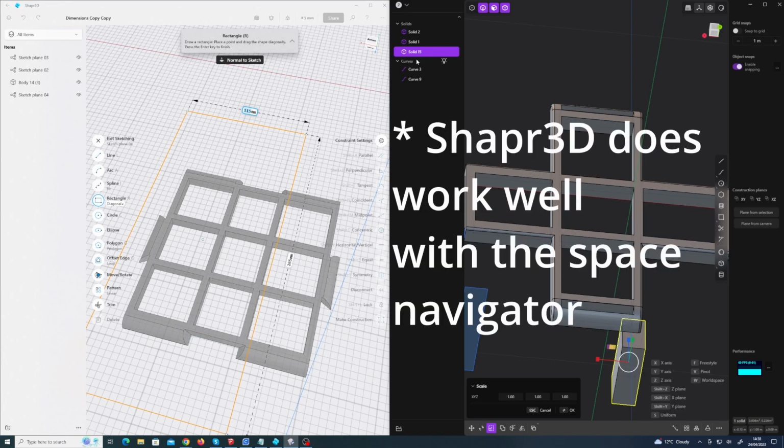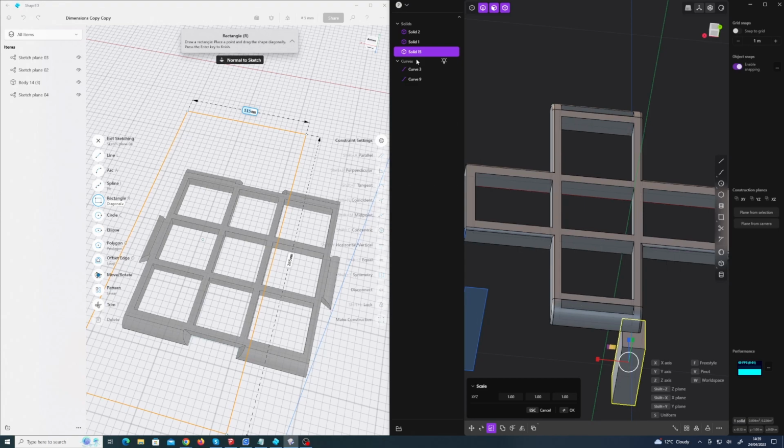But anyway, that's just a quick look, I was exploring the options, and I just wanted to compare the two because they are quite similar, this whole minimalist interface and only show what you need. But my main gripe with Plasticity at the moment is the dimensioning. I prefer the way that Shapr3D does it because it's closer to SketchUp, I guess. Okay, that's it.